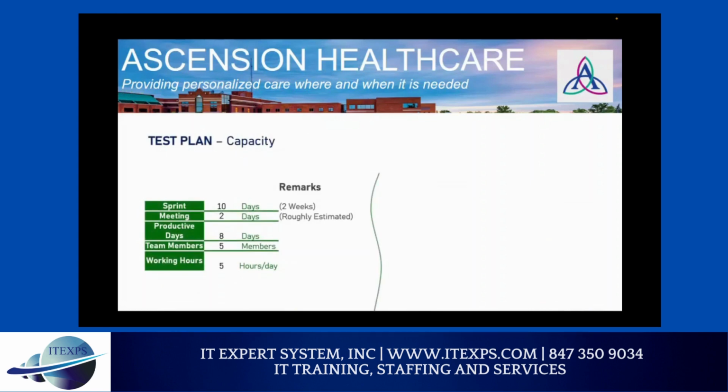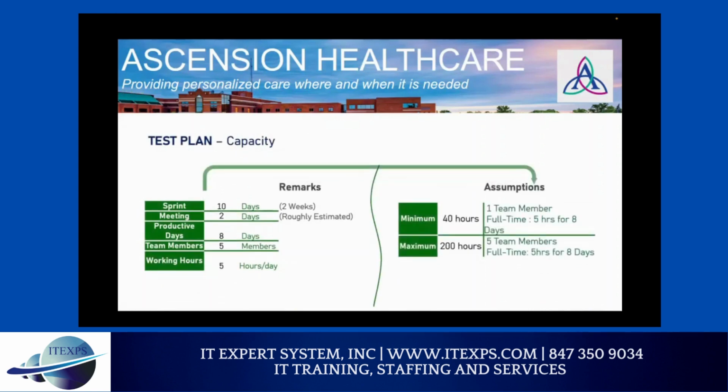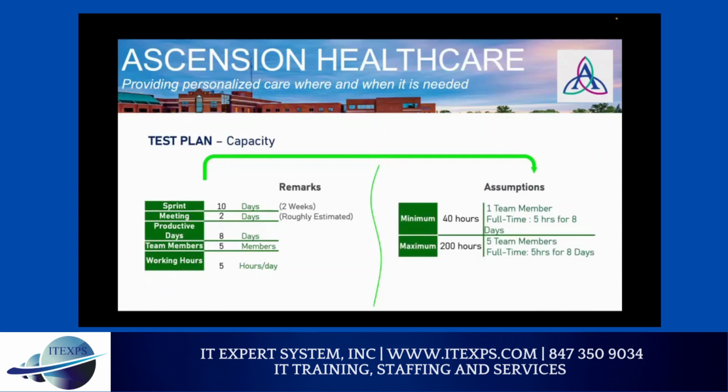And this is our initial breakup of the days and hours we would require for the project. As you can see, we estimated roughly 2 weeks, 8 working days, and we were 5 team members. In the assumption, we showed that if one team member worked 5 hours for 8 days, we would spend a minimum of 40 hours. But since 5 of us put in 5 hours for 8 days, the maximum could be 200, and if you put in more hours, it would go even further.